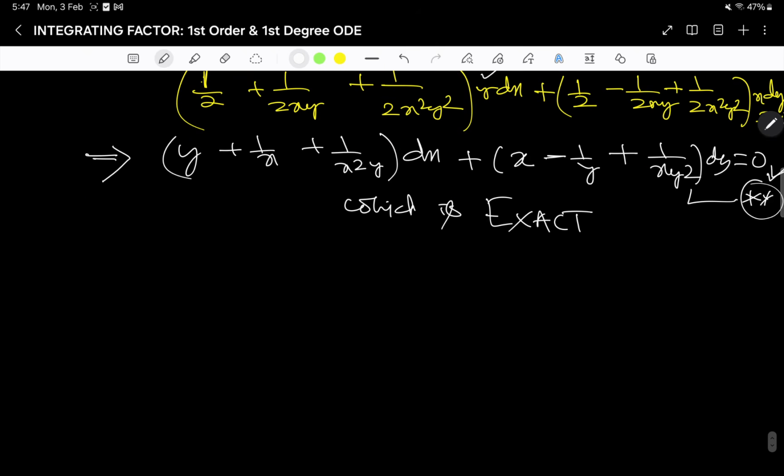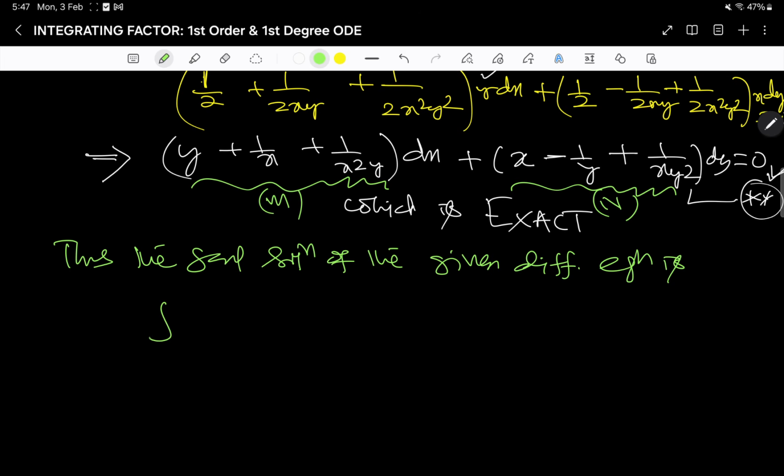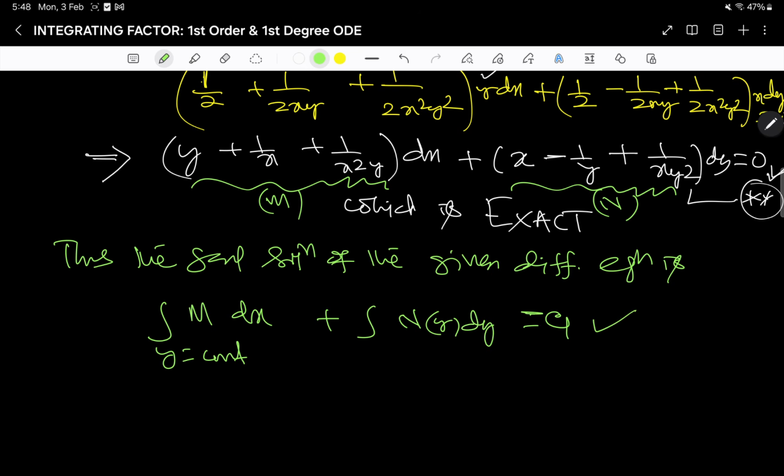Thus the general solution of the given differential equation is, it is for the original equation. Now this is my m, this is my n. Integral of m dx, y equal to constant, plus integral of n, y dy is equal to c1. So this is my general solution.